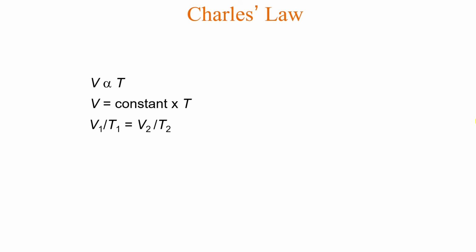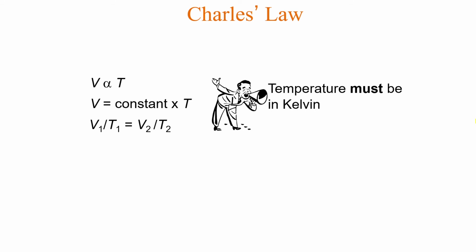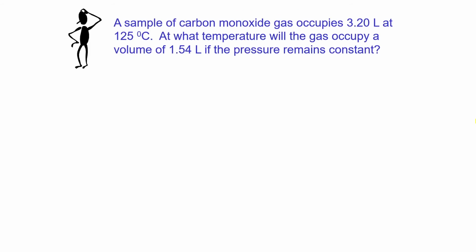Now, because temperature is in the denominator of these ratios, it cannot be zero. Also, it cannot be a negative number because that would generate something absurd, which would be negative volumes. So that means that we must always express temperatures in Kelvin when we work with these gas laws. To find that, we take the temperature in Celsius and add 273.15. Now, the final value will be rounded according to how many decimal places the Celsius temperature was given in. All right? Cool.